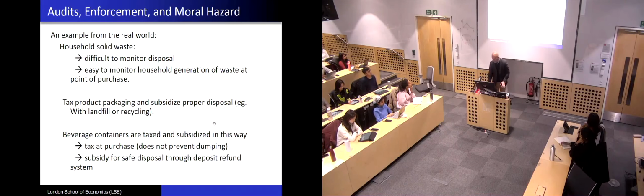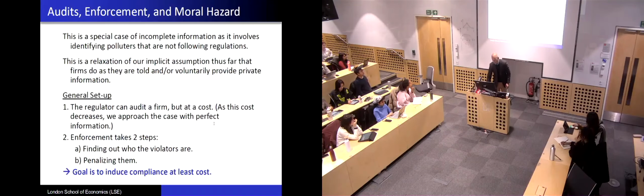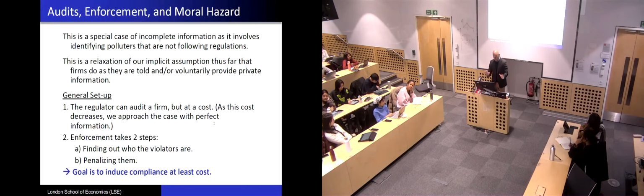So in the very last few minutes that I have, let's look at the following situation, because that's really important. There is a special case of incomplete information which involves identifying polluters that are not following regulation. This is a relaxation of our implicit assumption so far that firms do as they are told and voluntarily provide private information.